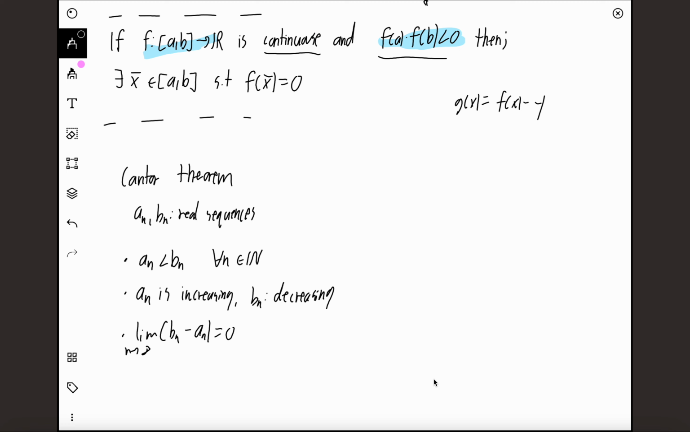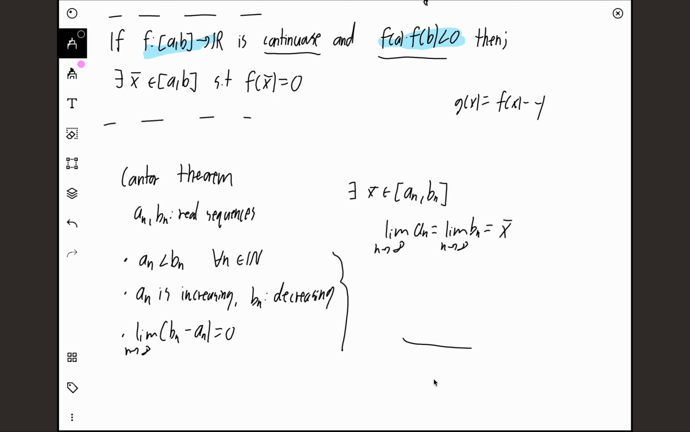Well, if all these three properties are satisfied, then we know that there exists an x between these two sequences, an and bn, such that the limit as n goes to infinity of an equals the limit as n goes to infinity of bn equals that x. So basically what we're saying is that the two sequences have the same limit. And that really makes sense.